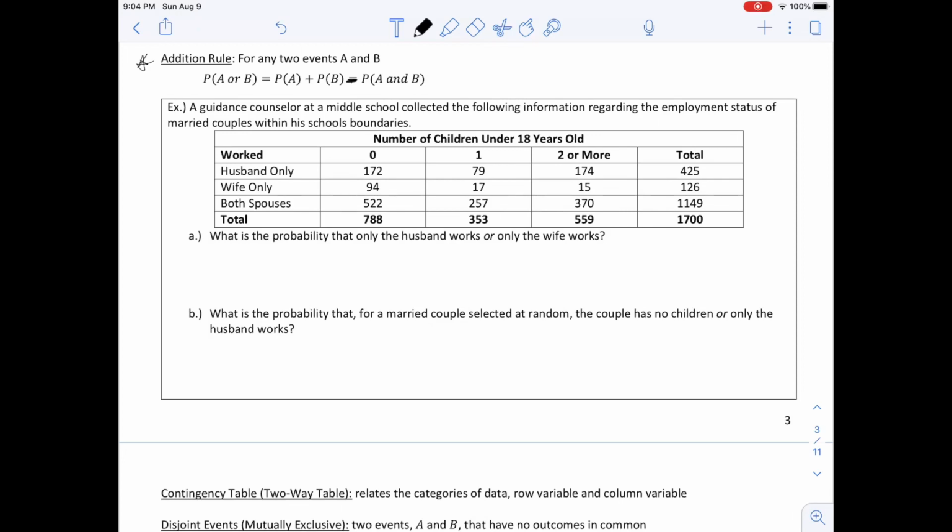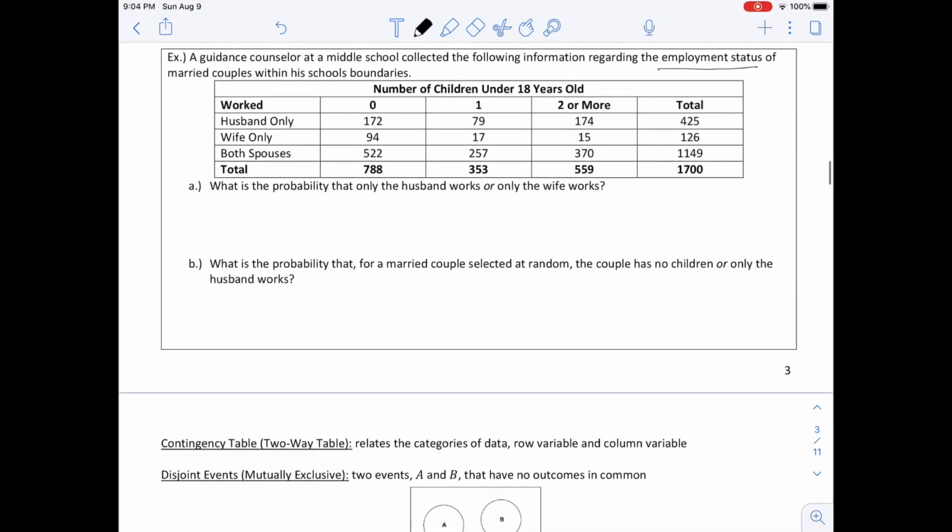The next example says a guidance counselor at a middle school collected the following information regarding the employment status of a married couple within his school boundaries. And so what he's collected is going to be who is working, so either the husband only, the wife only, or both spouses, and the number of children under the age of 18. So it's either 0, 1, or 2 and more. I also want you to notice that we do have some columns and a row there for total.